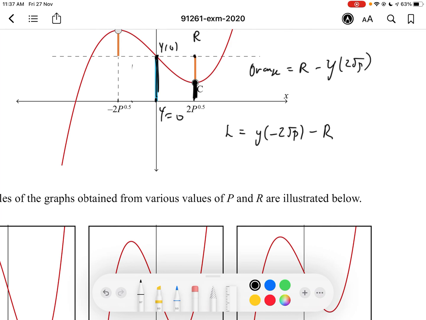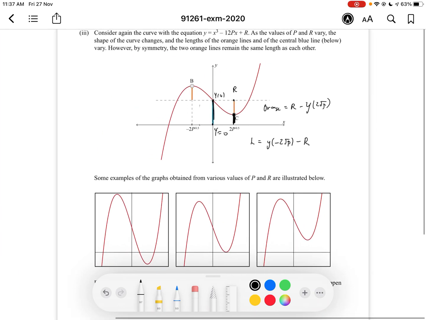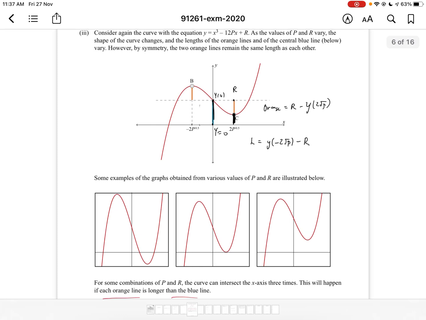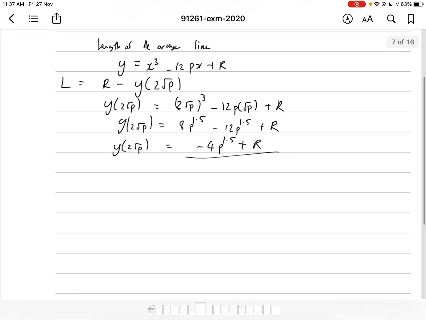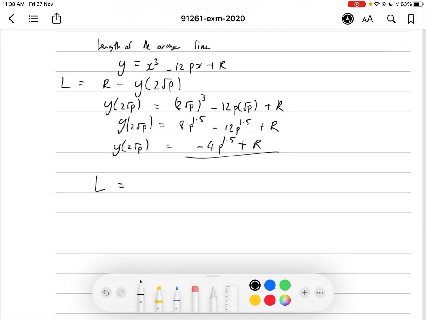That is the length of the x-axis to point C. Therefore, the length of the orange line is just r minus that entire length, okay? So L equals r minus negative 4p to the power 1.5 plus r. So L equals r plus 4p to the power 1.5 minus r. So the r's cancel out, and our length equals 4p to the power 1.5.